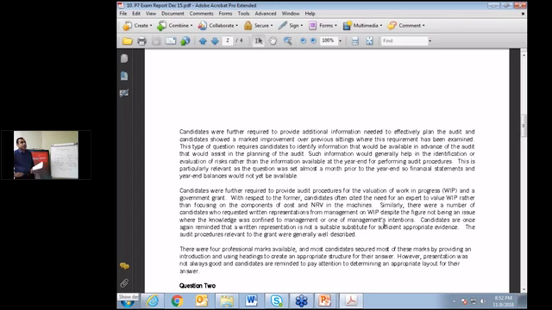So in this case, what the examiner says is that this type of question requires candidates to identify information that would be available in advance of the audit that would assist in the planning of the audit. Such information would generally help in the identification or evaluation of risk rather than the information available at the year end for performing audit procedures. Again, this is also a very important point that has been made by the examiner.